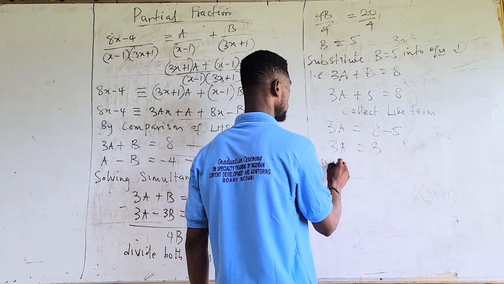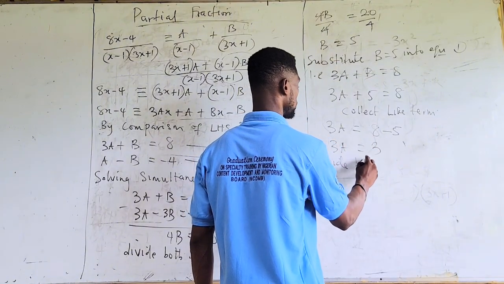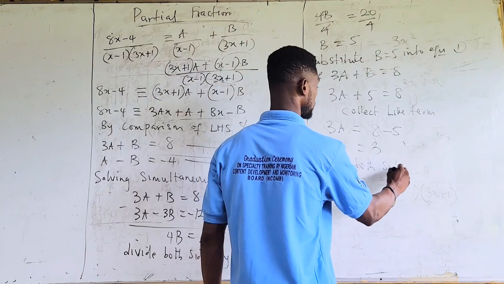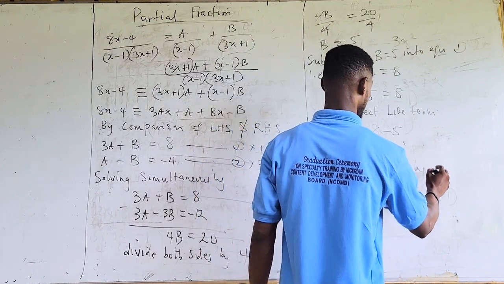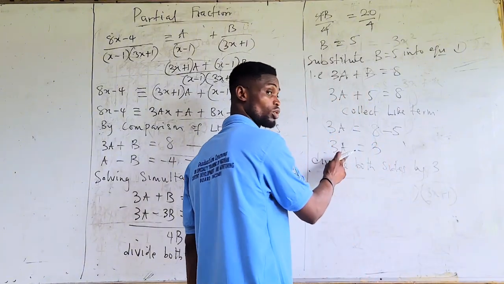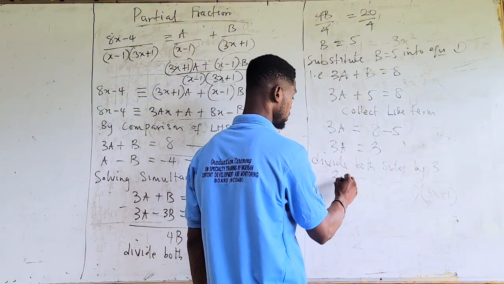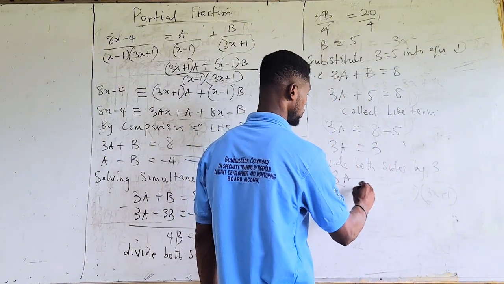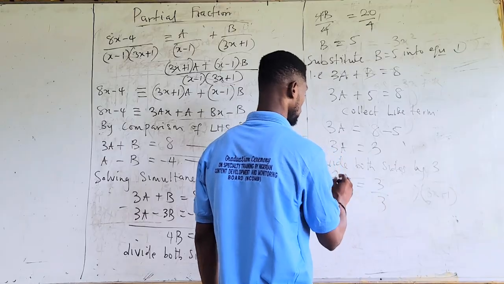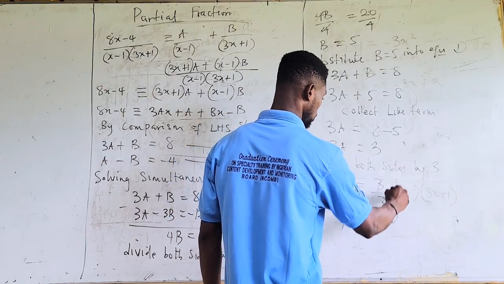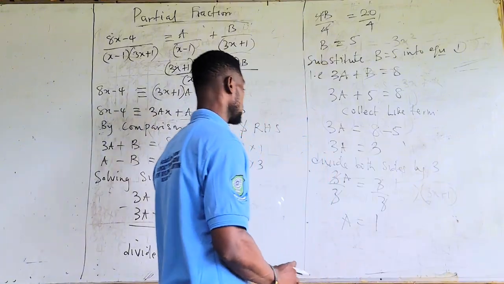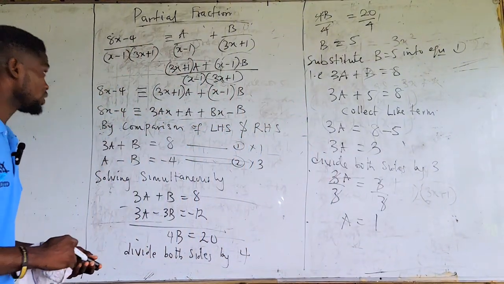You divide both sides by 3, which is the coefficient of a. So we have 3a over 3 is equals to 3 over 3. So 3 can cancel 3, a with 3 can also cancel, which is 1. A is 1.